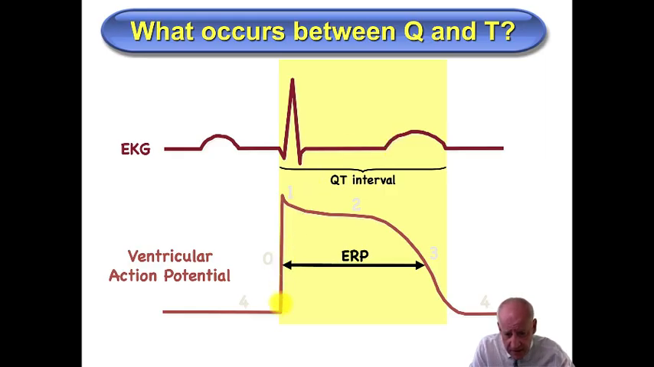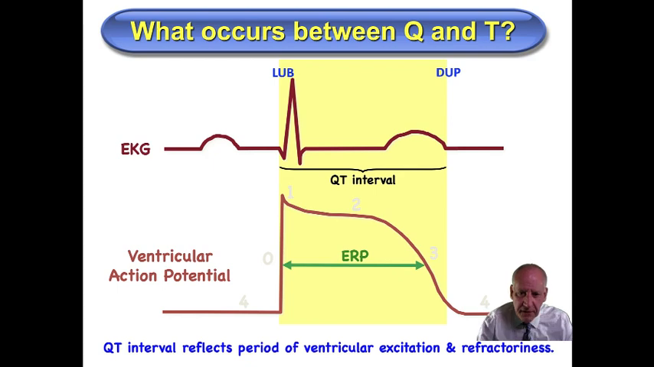So note that the phase 0 upstroke of a ventricular myocyte corresponds to the beginning of the QRS complex. The ST segment here, from here to here, corresponds to phase 2 of the ventricular myocyte action potential. And the T wave, of course, corresponds to ventricular repolarization, phase 3. But most importantly, the QT interval from here to about here reflects the time that the ventricles remain depolarized and refractory to another stimulus. In other words, the effective refractory period. And that concludes Lecture 4.